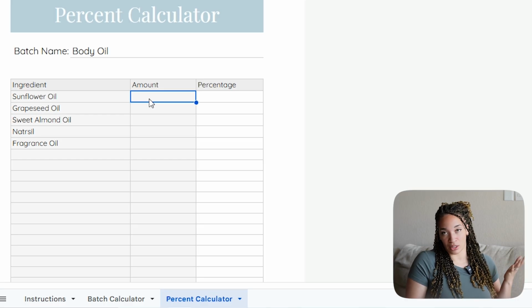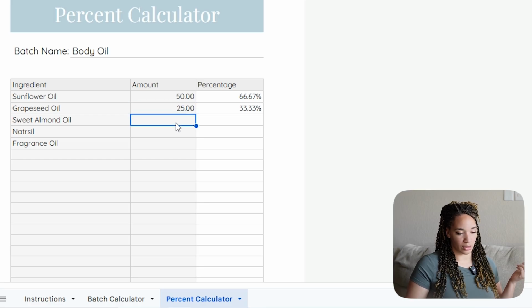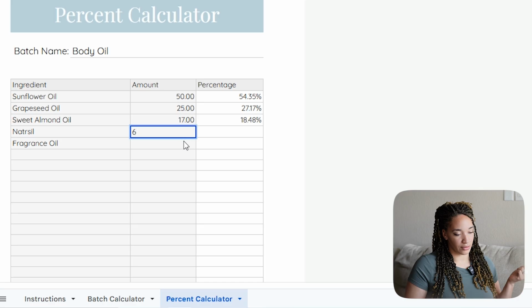So like you find a recipe on Pinterest and they tell you it's 50 grams with 25 grams of grapeseed oil, 17 grams of sweet almond oil, 6 grams of Natrasil, and then 7 grams of fragrance oil, which is crazy. Let's not even play like that.